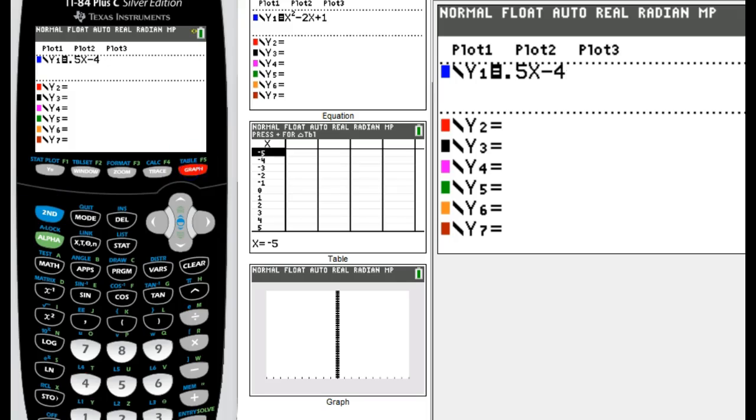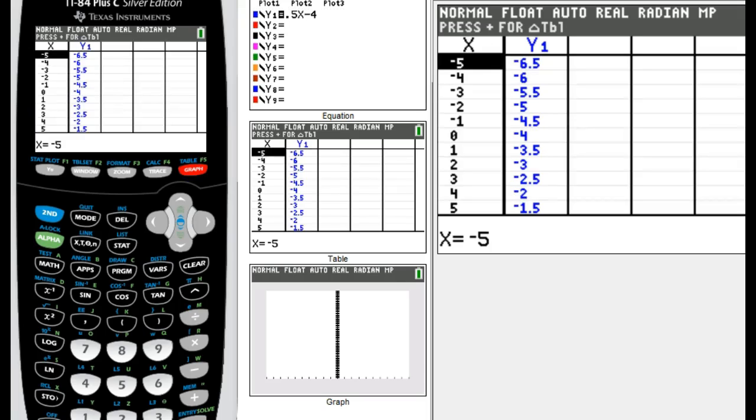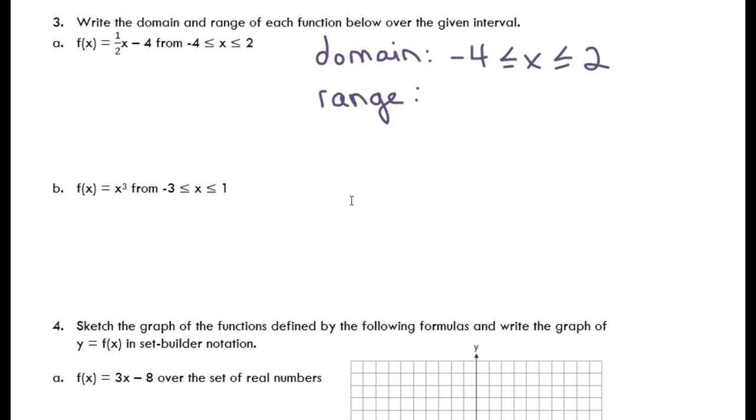And I want to go to the table. And I wanted to go from negative 4 to 2, so my window's pretty good right here. So it looks like when I go from -4 all the way down to 2, my y values go from -6 to -3. And they just kind of increase from there. So that's what I want to say for my range. So my range will be from -6, and remember, don't write x, to -3.